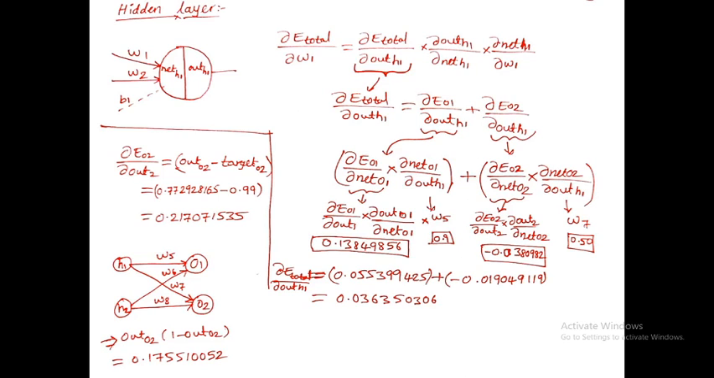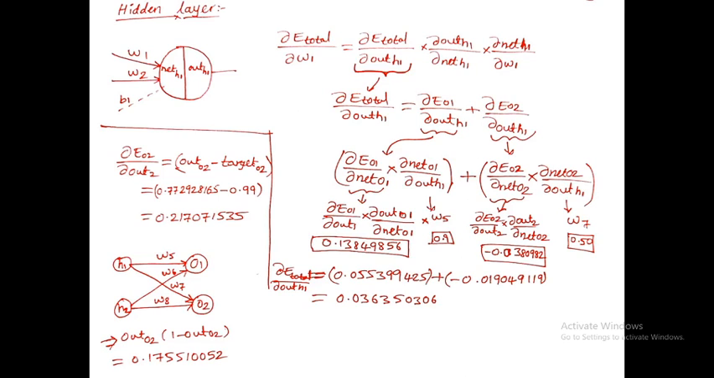Okay. So here ∂E_total/∂W1 can be rewritten as per the calculus chain rule, like ∂E_total/∂out_H1, because the error will be at the output, then ∂out_H1/∂net_H1, the H1 neuron output, then ∂net_H1 upon the connection link weights, that is W1 or W2 likewise. So that's the chain rule equation.